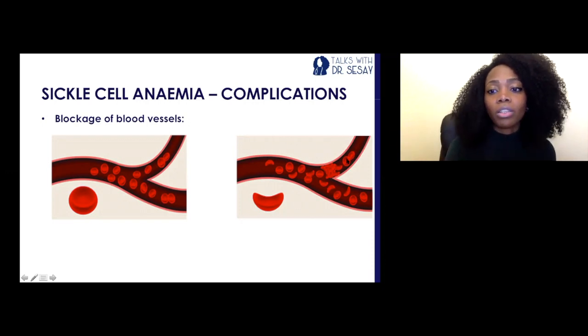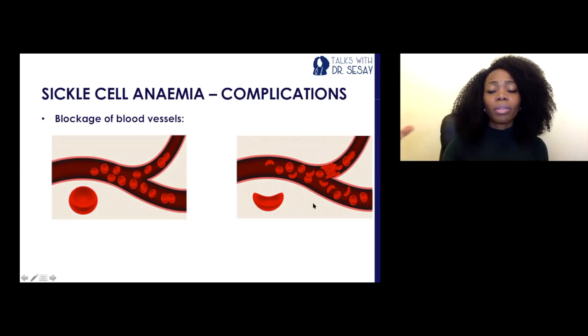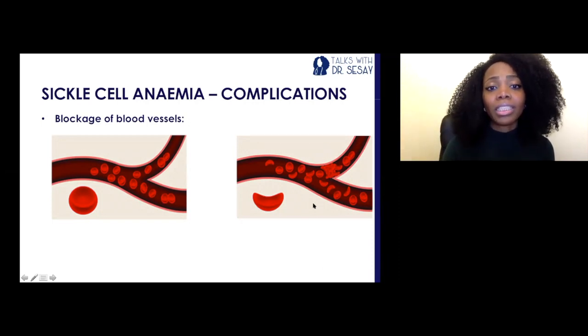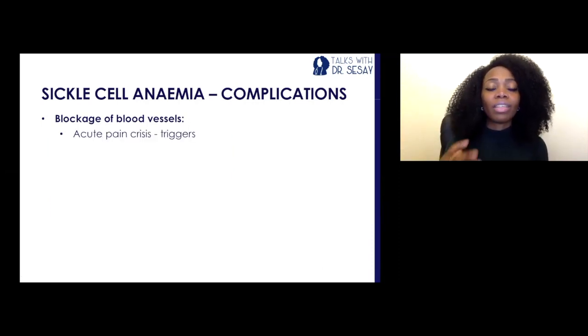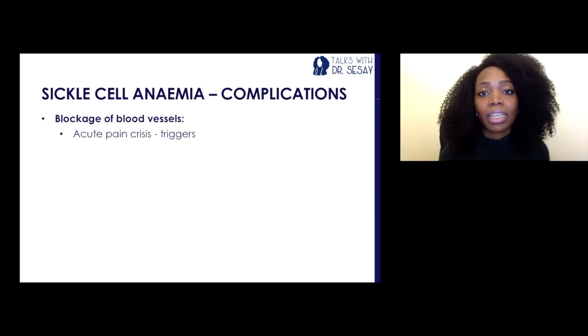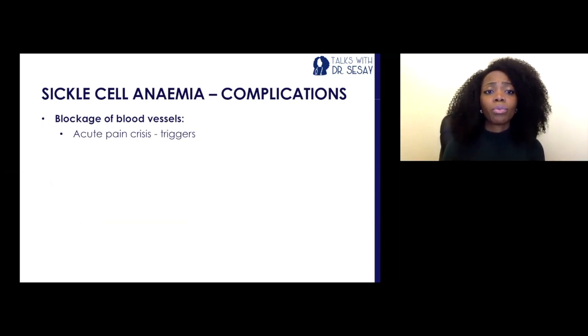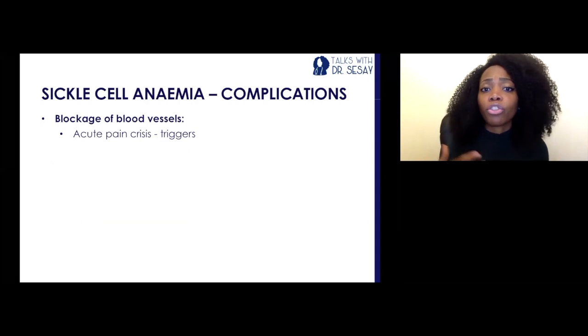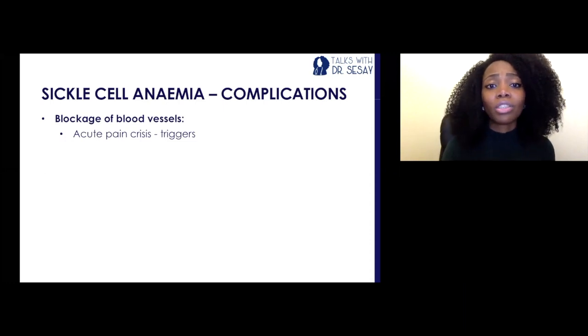So no blood is going to go past that area, and the part of the body that requires the blood, the oxygen, then starts to die off, and that causes very severe pain. And this is where patients present with acute pain crisis. And this is unimaginable, really severe, sharp pains depending on the area where the blockage is. And it can be triggered by different things. It could be triggered by the weather, if it's too cold, if the person is dehydrated, if they're really stressed out, or if they have an infection. This happens, and it's so unpleasant.